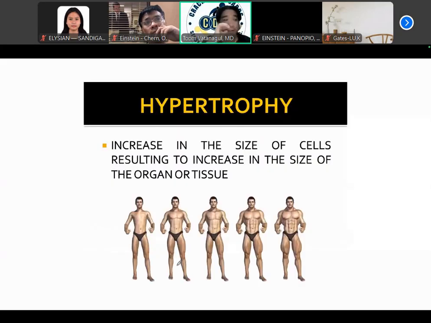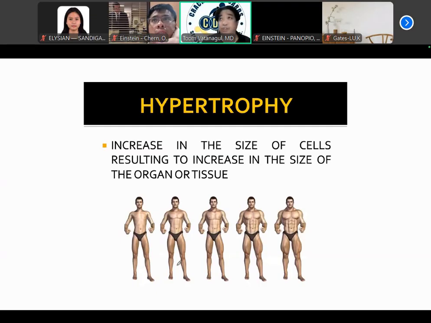So first, let's mention hypertrophy. Hypertrophy is defined as an increase in the size of the cells, and this increase in the size of the cells results in an increase in the size of the organ or tissue. Hypertrophy can either be physiologic or pathologic.